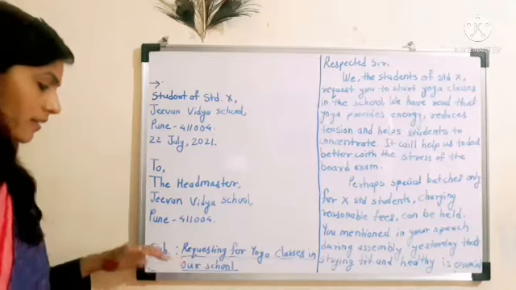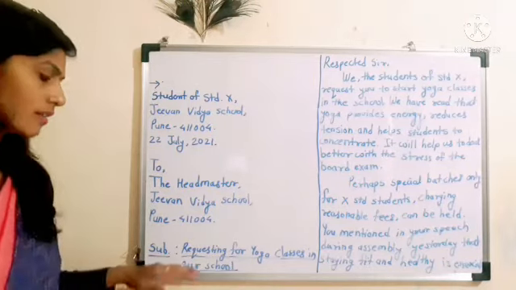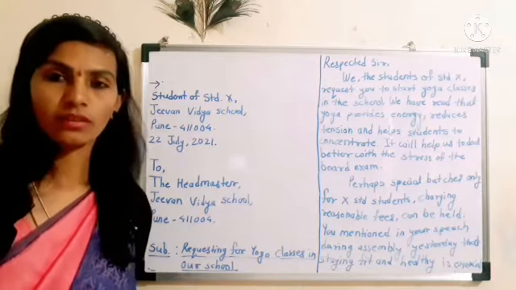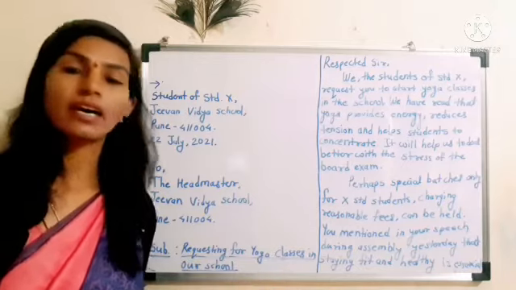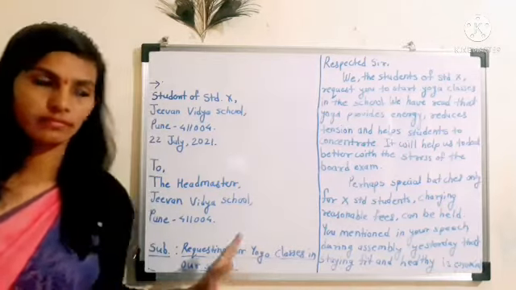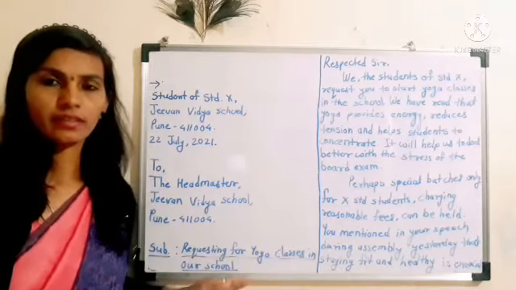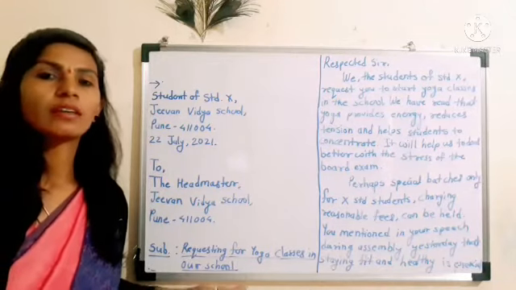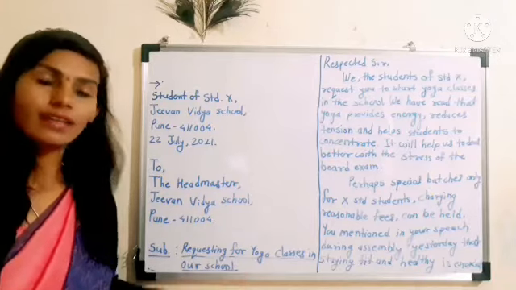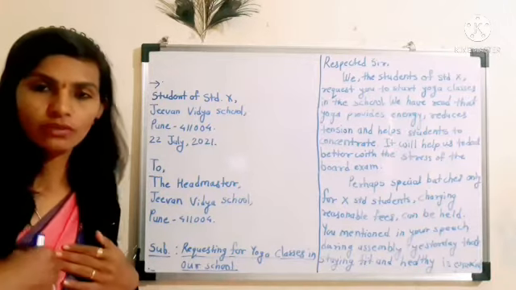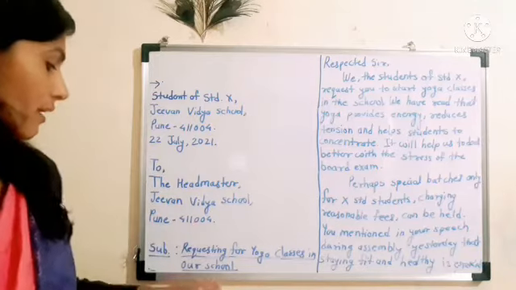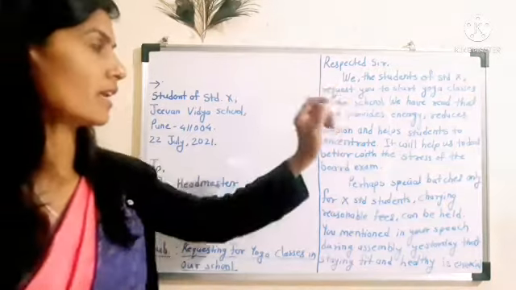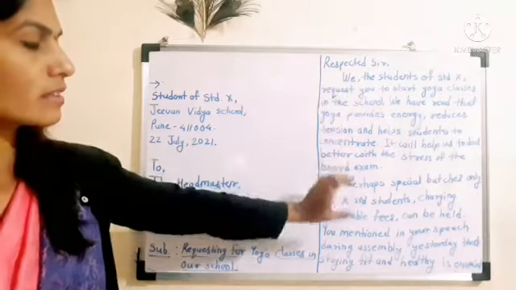After it, the subject. What subject have I written here? See, requesting for yoga classes in our school. Yes, we have this question, right? You should write to your headmaster or headmistress requesting yoga classes in your school. Your school means our school, because we are writing. So I have written here: requesting for yoga classes in our school. Now the opening para, and the opening para is here. This is the middle para.